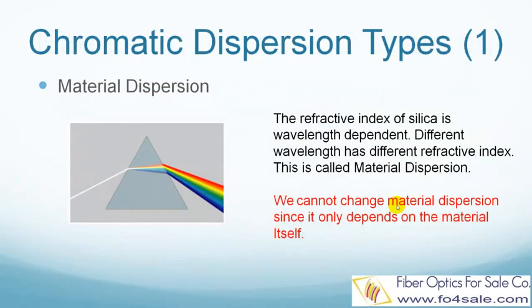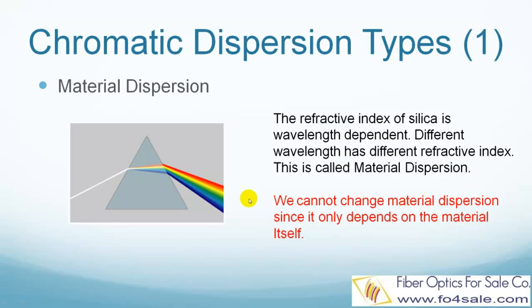Chromatic dispersion is actually the sum of two different dispersion types. The first type is called material dispersion. This is because the refractive index of silica, the material used to make optical fiber, is frequency dependent. So different frequency components, which means different wavelengths of light, travel at different speeds in silica. This is called material dispersion. Material dispersion depends on the material's built-in refractive index, and we cannot change that.